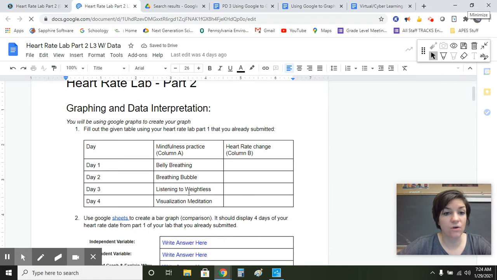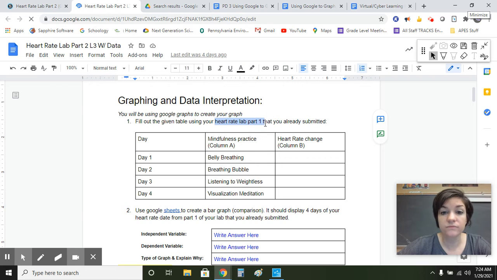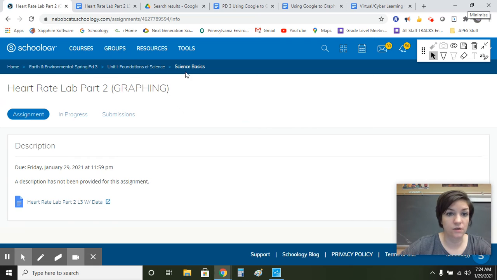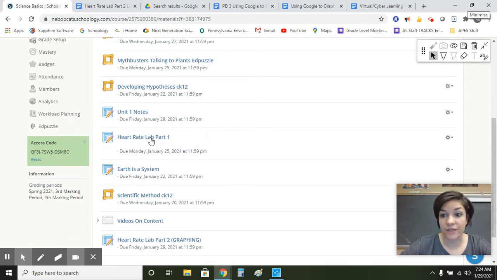with data. Okay, so here's the thing. You need to go get your Heart Rate Lab Part 1, and that should be in your Schoology account. You just go to Heart Rate Lab Part 1. So if I go back here, Heart Rate Lab Part 1, it's right there. You submitted it, hopefully. If not, you might be failing.